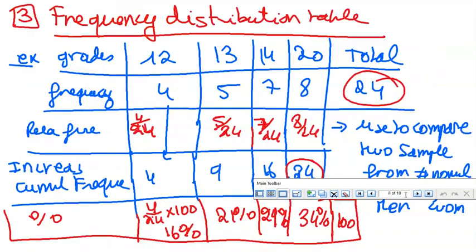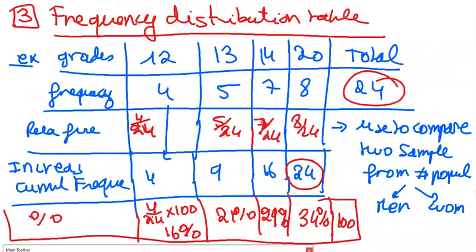Okay, so let's do this example now about the frequency distribution. So I have the grades of a class. This is the frequency. It means how many students got 12, 13, 14, 20. The total is 24. When I say relative frequency, I take the frequency over the total. It's 4 over 24, 5 over 24, 7 over 24.